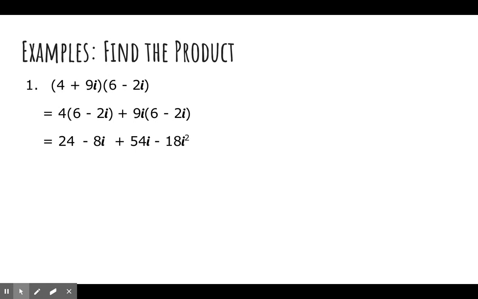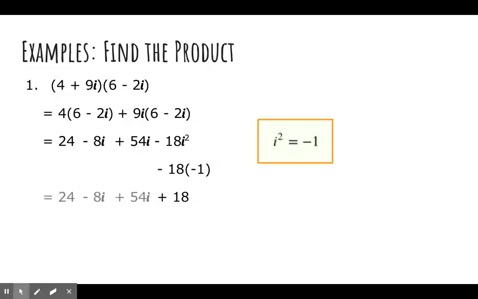Here's where you will need to apply what we've learned about i squared. i squared equals -1. So therefore, we will replace i squared with this -1 and multiply -18 times -1, leaving us with plus 18. So bring down the first 3 terms of the problem. We have the 24 minus 8i plus 54i. We're going to have that plus 18 now. Because i squared equals -1, you replace the i squared with that -1 and then multiply with the coefficient that you had with the i squared. So negative times negative makes that a plus 18.